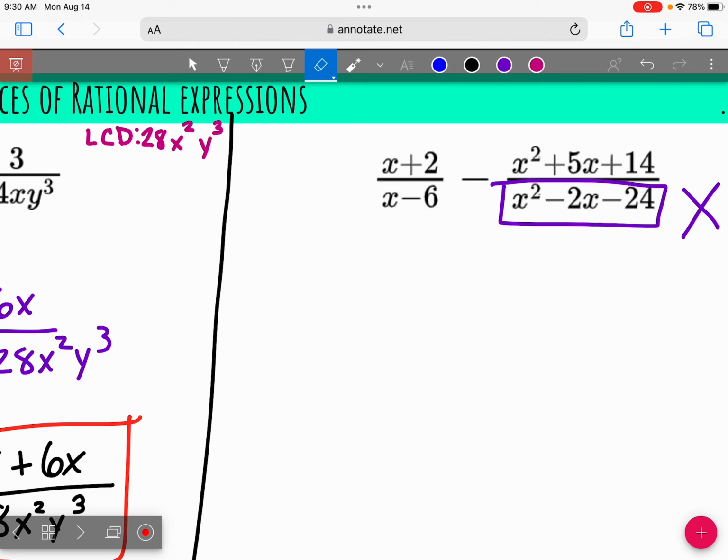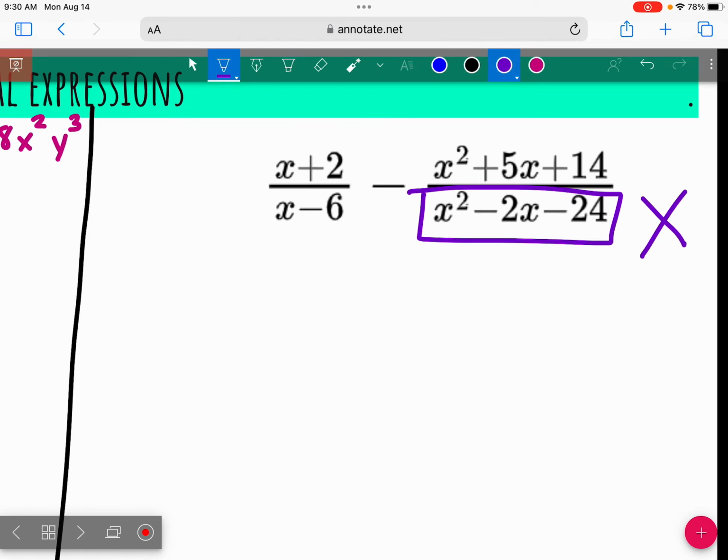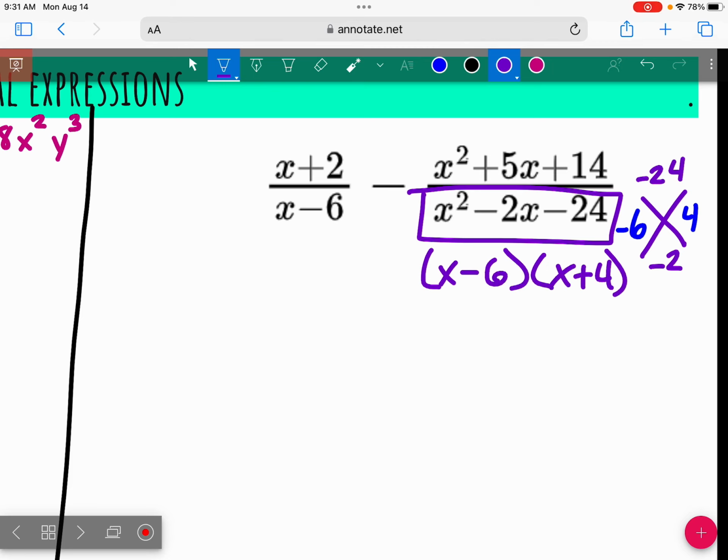So we're going to have minus 24. Why is my pen being a jerk again? Over minus 2. What's our pair of numbers that multiplies to be negative 24, adds to be negative 2? Negative 6, positive 4. So we can write this one in factored form as x minus 6, x plus 4, right?